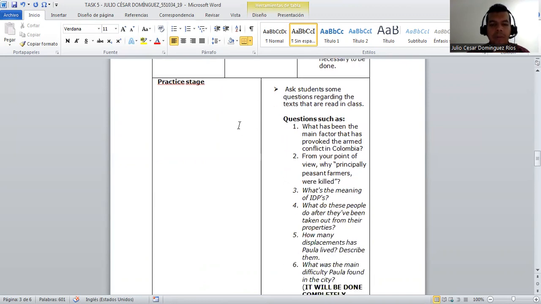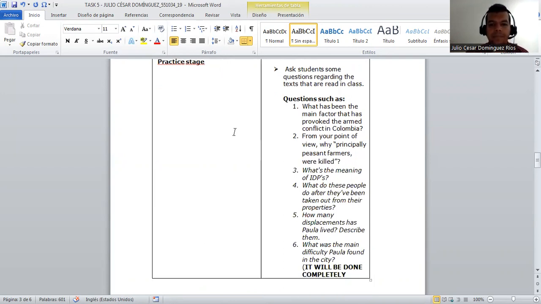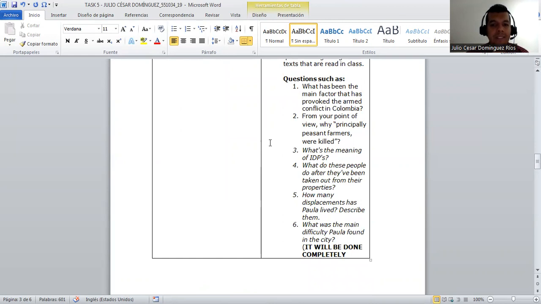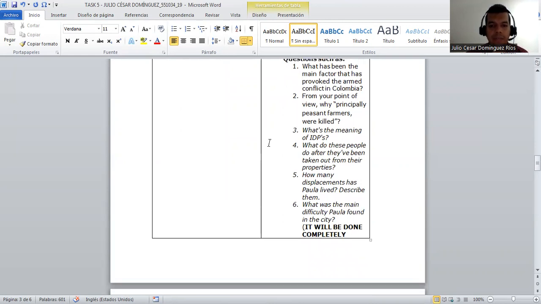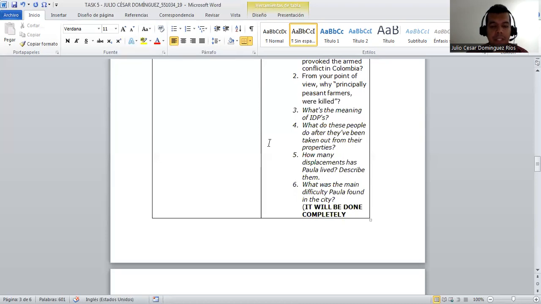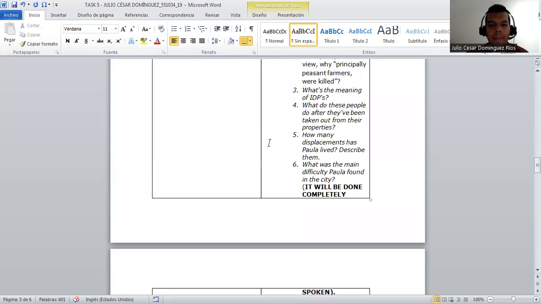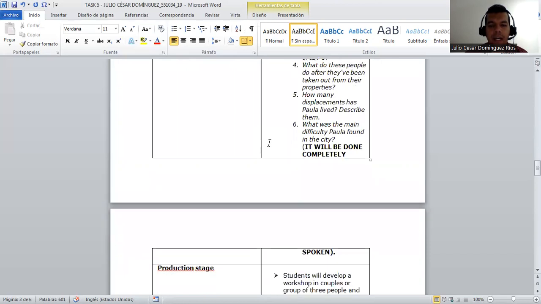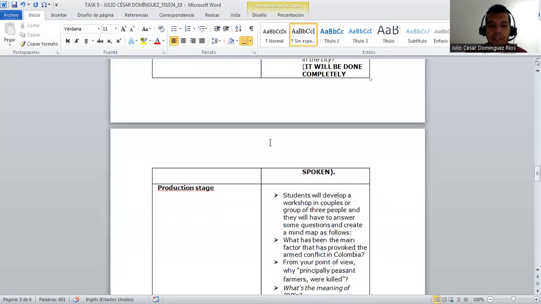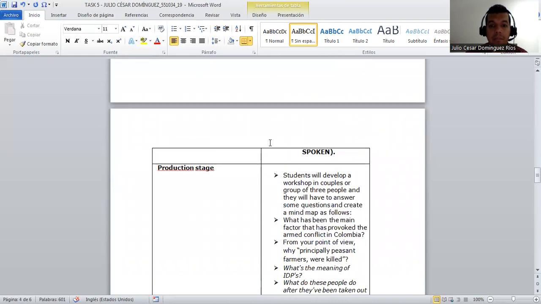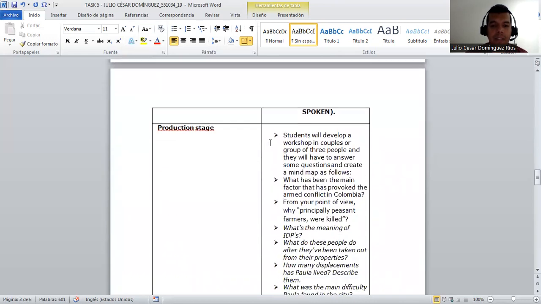In the practice stage, I will ask students some questions regarding the text that is being read in the class. So these are some questions that I will ask. For example, the main factor that provoked the armed conflict in Colombia, why peasant farmers have suffered a lot from this, what is the meaning of IDPs, that is the internally displaced people in Colombia, and what do these people do after they've been taken out from their properties, and other very interesting questions about this topic, about people who have lived this situation.